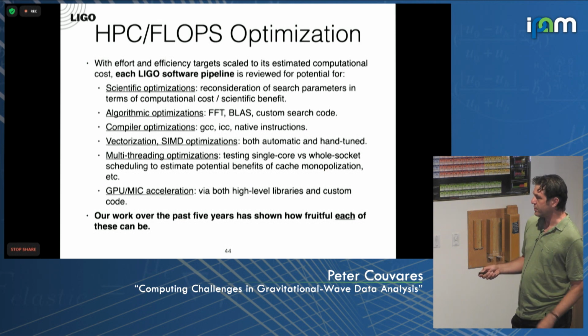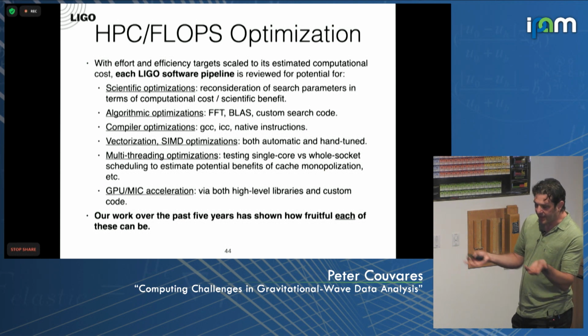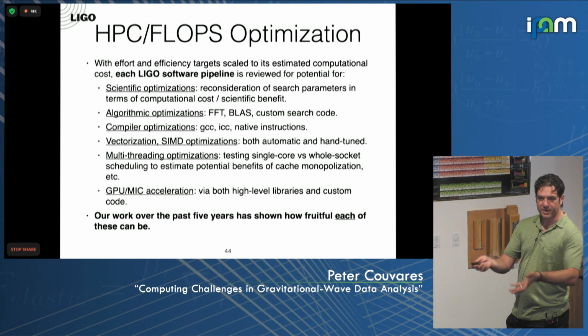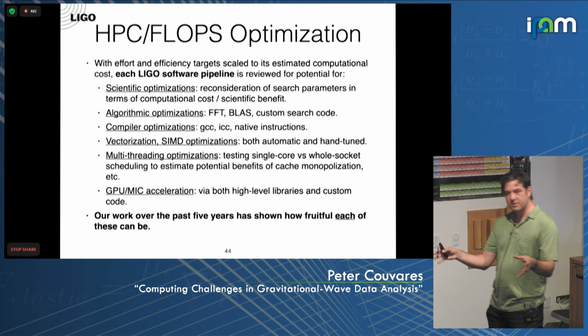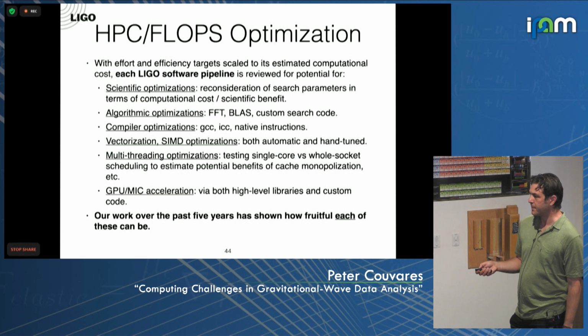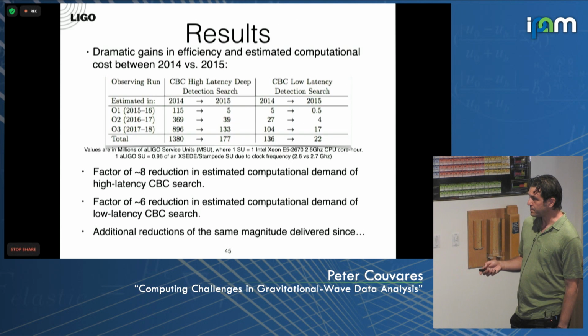Vectorization, SIMD, I won't go into all these details. Again, multi-threading: a lot of our codes are written to run on a single core, and we assume 16-core processors are really 16 one-core processors, right? But if you treat it as a whole and worry about the common cache that all of those 16 cores share, you can sometimes get tremendous speed improvements. So when do we write codes that are designed to run on an entire socket as opposed to a core? And then, as I said, GPU and MIC acceleration.